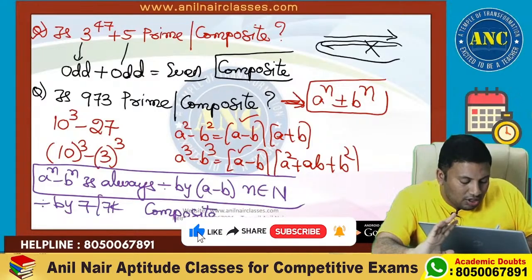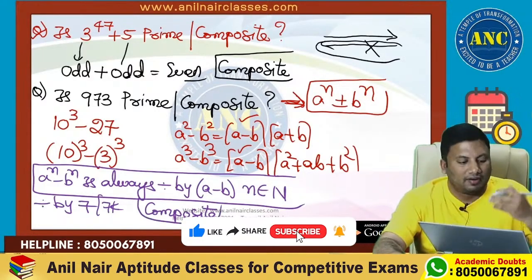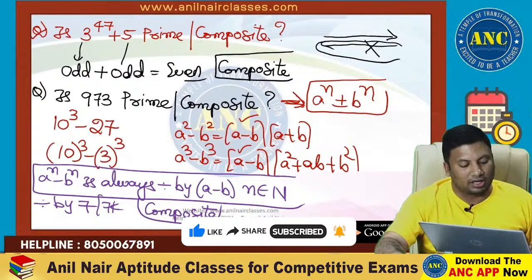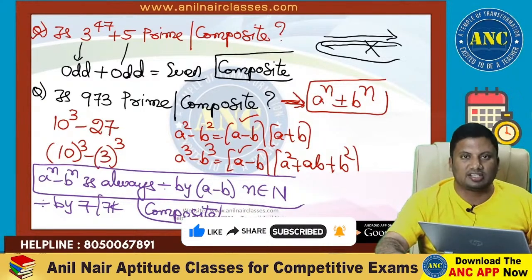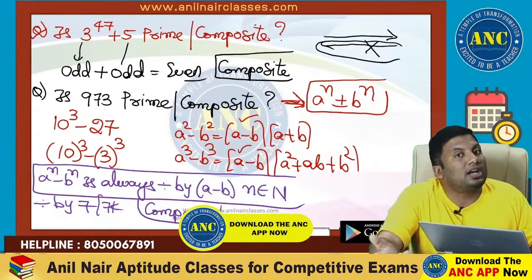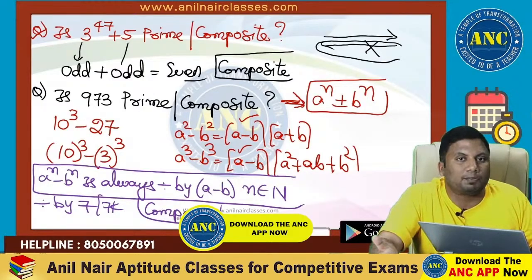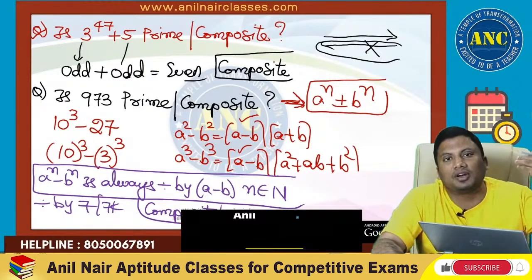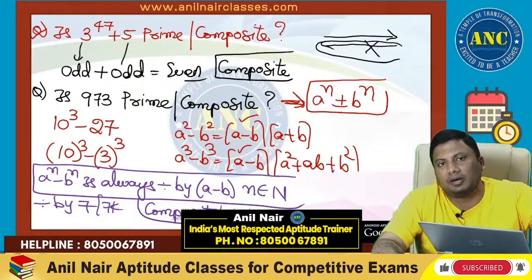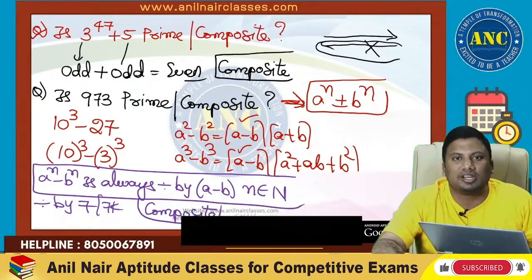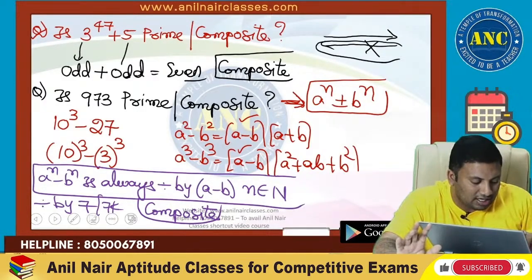This is how you should learn, right? If rule number 1 fails, then rule number 2. For 10 cube minus 27, try to see that not all the numbers can be written in the form a power n plus or minus b power n. Then we will go to the second rule. I hope the idea is clear. Next one.